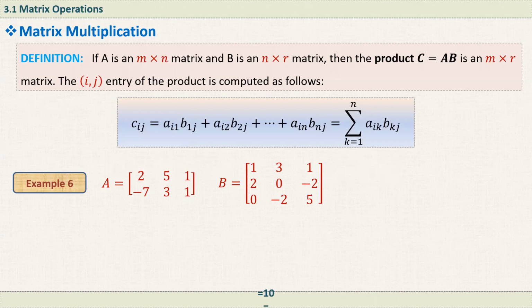And immediately you will see that for multiplication, A times B is not equal to B times A. This shows that it is not similar to multiplying one real number by another real number.